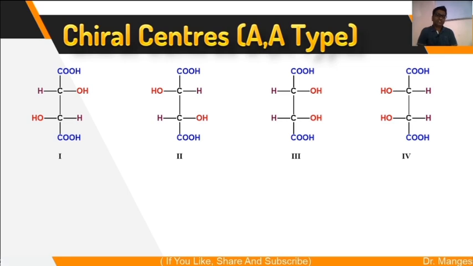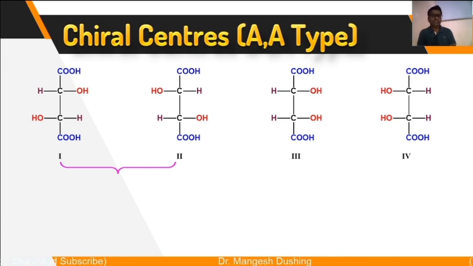So this is the structure of tartaric acid, and these are the 4 isomers we would expect from a compound which contains two chiral centers. I gave them numbers: compound number 1, compound number 2, compound number 3 and compound number 4. Now we will see the relation between these 4 compounds. First, we will see the relation between compound number 1 and compound number 2.